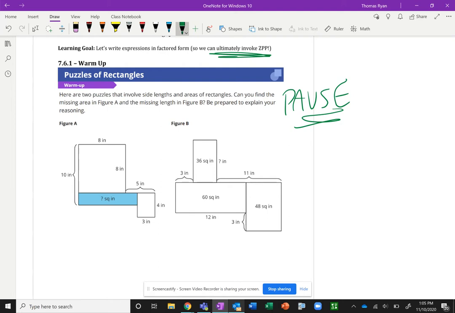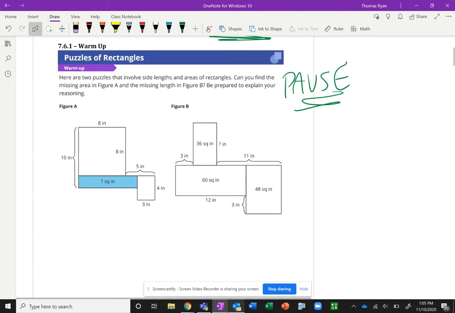Okay, so hopefully you're back from your pause. I'm going to walk you through how I thought of it. It's not the only way to think of it, but it's just how I see it. If I'm looking at figure A and trying to find the square footage of this rectangle, I know that I need the length and the width. The first thing I see is two dimensions here. From the top all the way down is 10, and from the top down to this section is 8, which means there's a piece of 2 left over. So I know that one of my dimensions is 2.